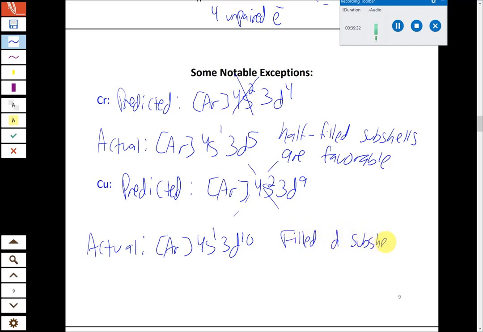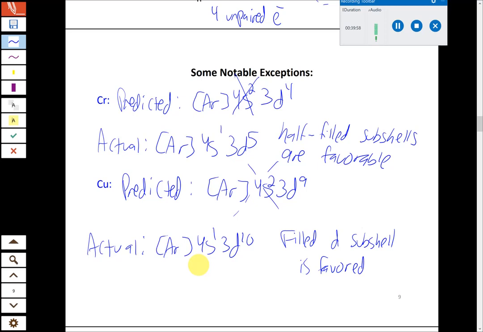In this configuration, we have a choice. We can either fill the s subshell, have it 4s2, 3d9, or we can fill the d subshell, which is what's actually preferred in this case, 4s1, 3d10. The reasons for that are complicated from a quantum mechanical standpoint, so we're not going to try to explain them, but this is what you would end up being. So for these two elements, you need to know that the predicted configuration from the periodic table is not quite right, and we want you to know these two exceptions, and that's it.